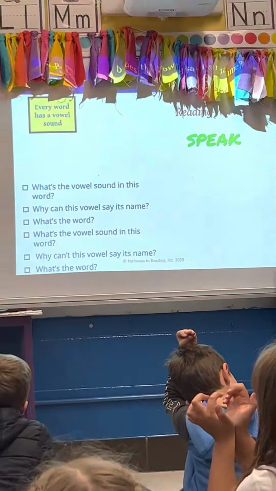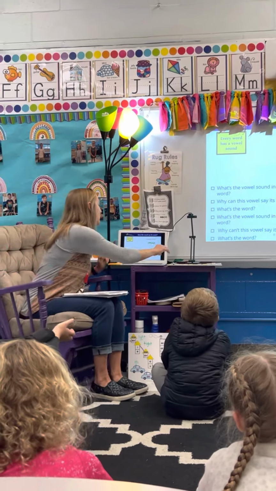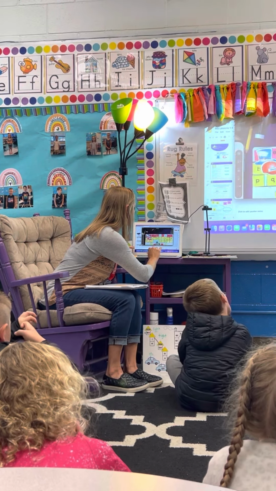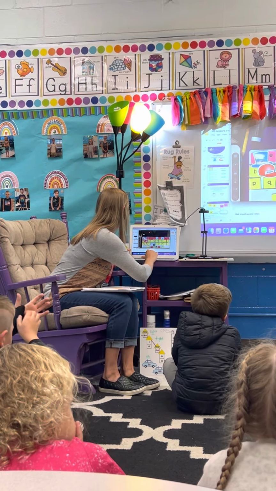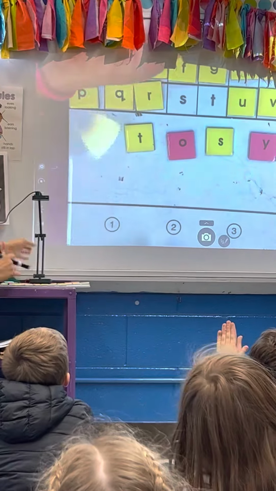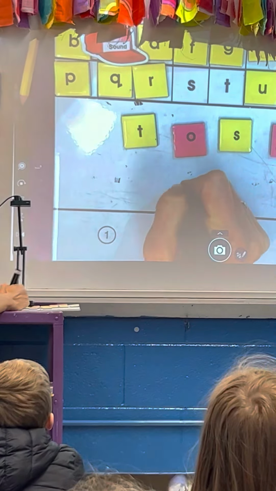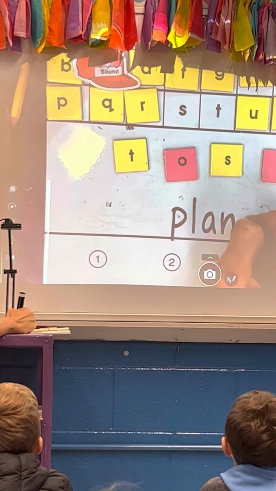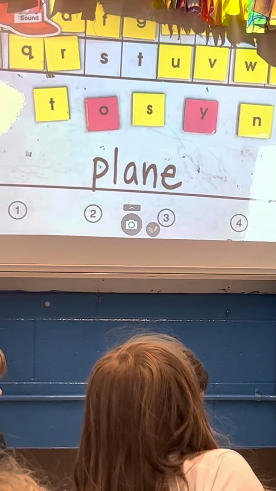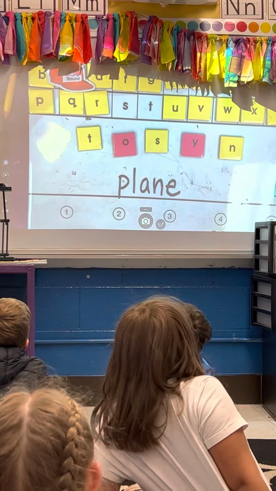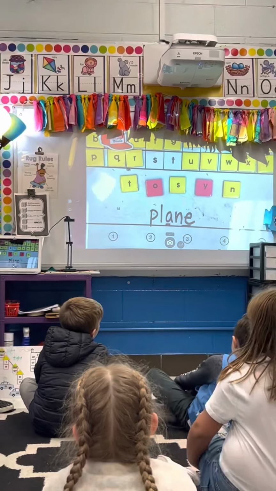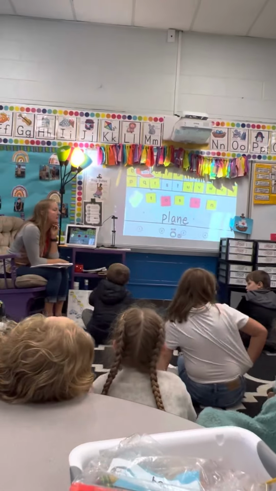All right, let's look at another word. Well, it's not going to go up there. Our next word is plane. Okay, let me just go ahead and write it on here for us. There it is. Okay, if I write the word plane, what is my vowel sound, Wesley? E and A. Okay, so those are my 2 vowels. And what sound does it make? A.